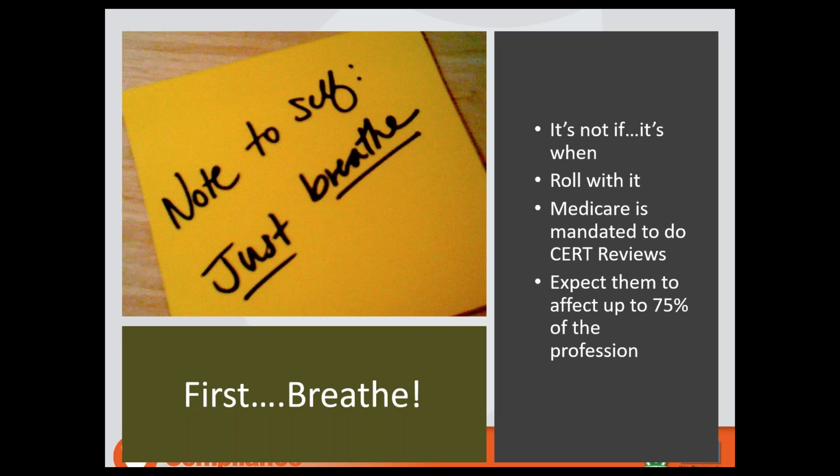So the first thing that I would encourage you to do is to breathe. It's probably not if you're going to be audited, it's when, and you have to kind of roll with it and know that it's just part of the business of your practice. Medicare, for example, has a federal mandate to do what are called comprehensive error rate testing reviews, and they have to do so many. So I would easily expect that 75% of our profession could expect to be audited.